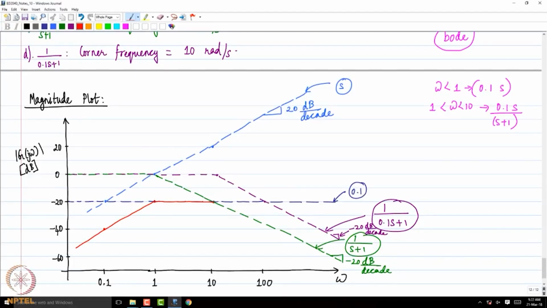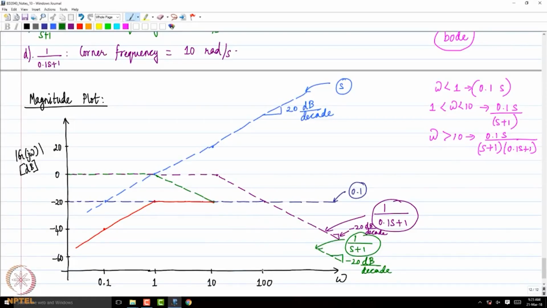Now what will happen after 10? From omega greater than 10, I will have all the terms coming into play, right. So I will have this 0.1 s plus 1 also starting to contribute, right. And what will be the contribution of 0.1 s plus 1? It will contribute a slope of minus 20, right. So in essence, what's going to happen is that at 100 I should have minus 40, okay. So let me just quickly erase this so that I draw it properly, okay.